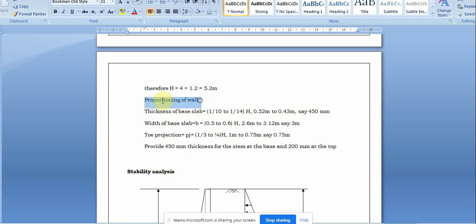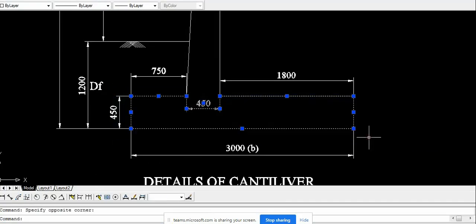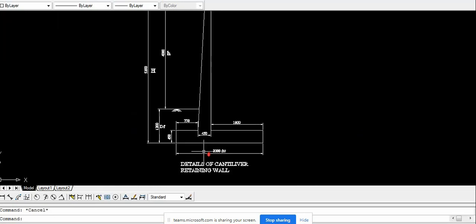Next, finding the proportions for the walls, that is, the size of the wall. How are we finding it? We have a certain formula given to find this. The thickness of the base slab is assumed as 1 by 10th to 1 by 14th of H, that is, H by 10 to H by 14. In between that range should be the depth of your slab. Depth of slab means this slab I am pointing at.